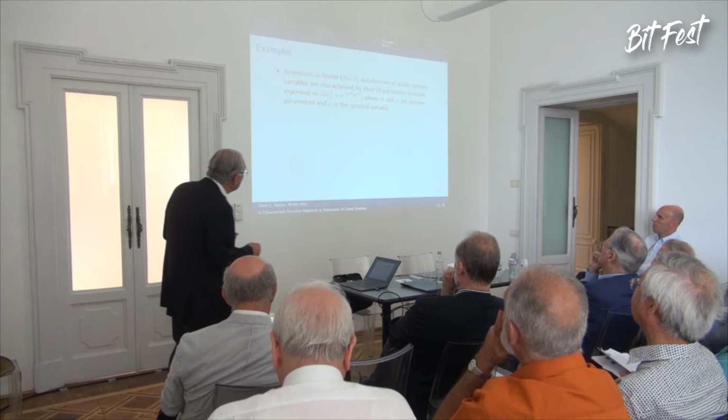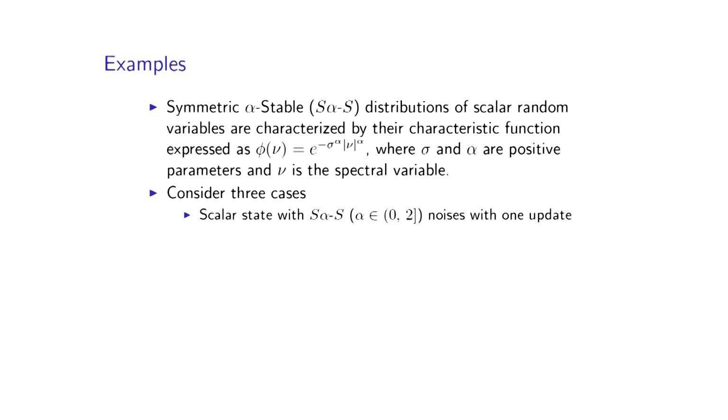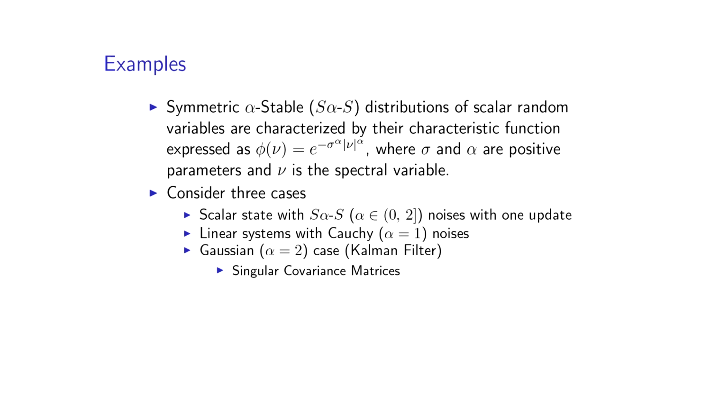Okay, so what I want to do is talk about this class and talk about three cases. The first case is just the scalar, and I'm going to talk about, for just one update, I managed to find the conditional mean for the one update scalar problem for all alpha between 0 and 2. The second one is what I've been doing for the last 8 years or more, looking at Cauchy distributions, and I'll show you what that form looks like. But the third one is the Kalman filter. Is there a difference if you apply the characteristic function approach to deriving the Kalman filter than if you use the PDF form? And there is a difference between them.